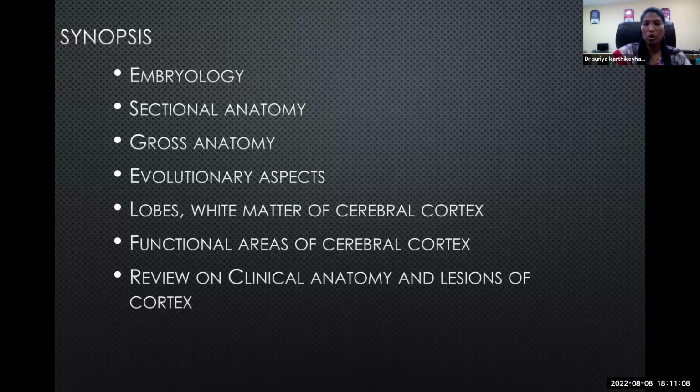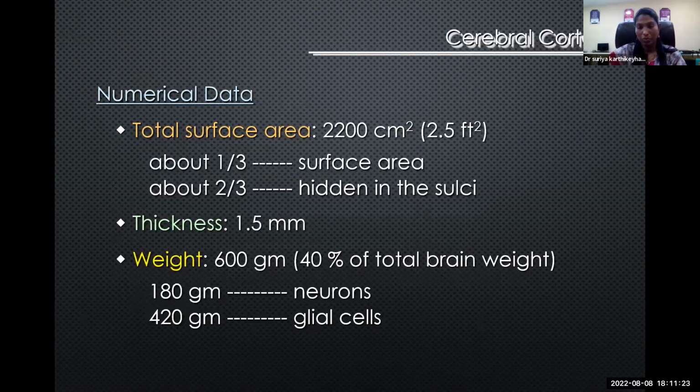Then I'll be talking about the lobes and white matter of the cerebral cortex. Also, I'll be talking about the functional areas of the cerebral cortex. And finally, we'll have a review on clinical anatomy and lesions of the cortex. Okay, so the session is going to start now.